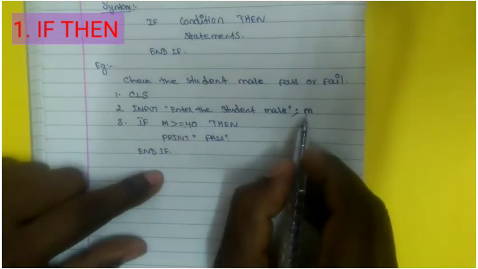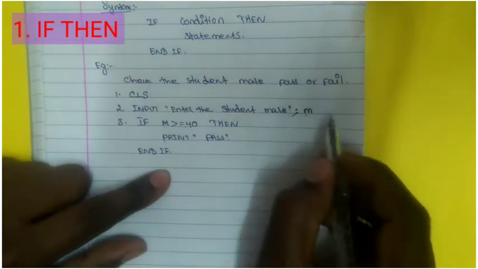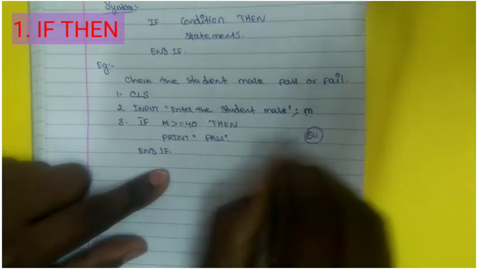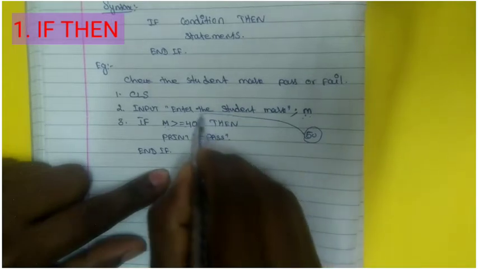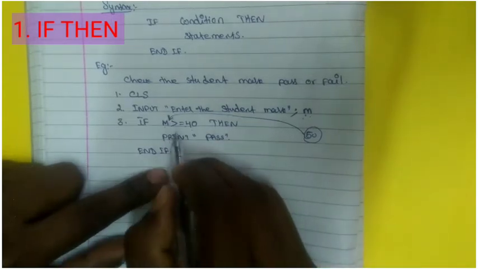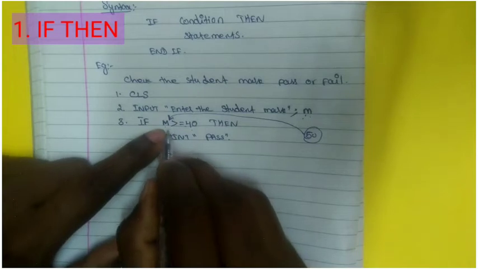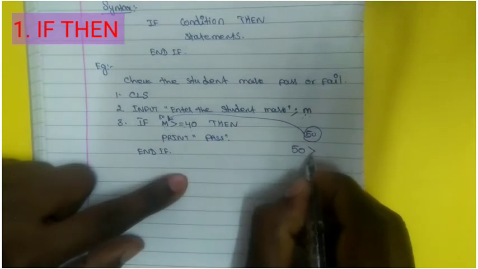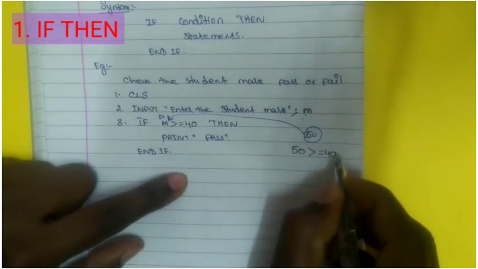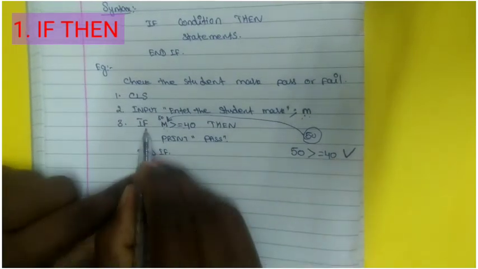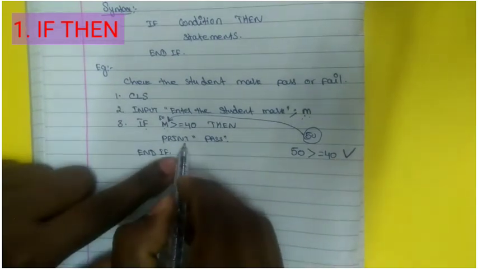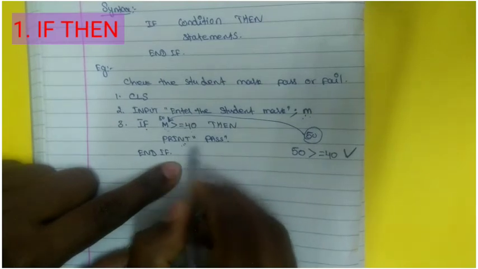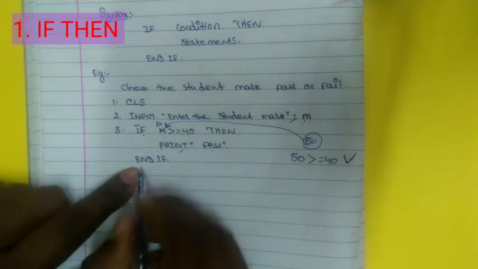For example, the user enters the value 50. Here the data will be checked in the if then condition. 50 is greater than or equal to 40, so it's true. So the next line inside the condition is executed, that is the statement print pass. And after that, end if.